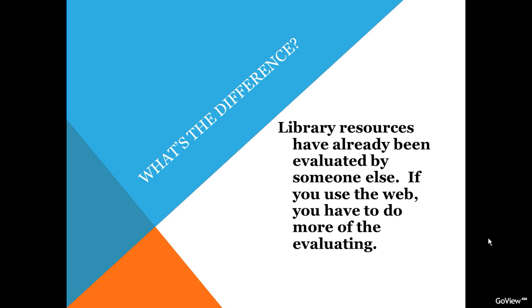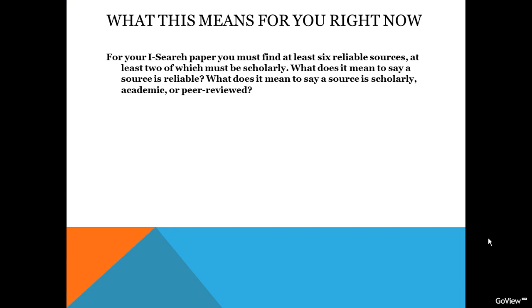If you just use a search engine, then it is up to you to do the evaluating. And as you know, there's a lot of garbage out there on the internet, and you do have to do a lot of work to be sure that you are finding good information. Now, what this means for you at the moment is that you are responsible for finding at least 6 reliable sources for your iSearch paper, your essay that is due at the end of Module 6. At least 2 of these sources must be scholarly, meaning that they are peer-reviewed books or articles that you find at the library.